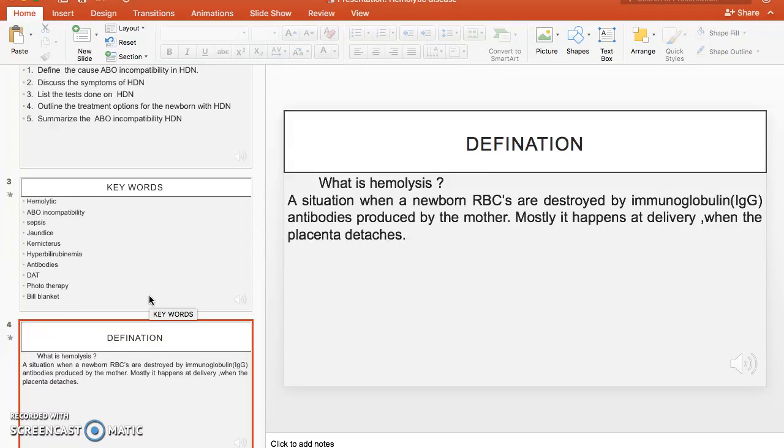So what is hemolysis? Hemolysis is a situation when a newborn's red blood cells are destroyed by IgG antibodies produced by the mother. Mostly it happens at delivery when the placenta detaches from the mother. If a teeny drop of blood goes from the mother to the baby and it is different, let's say the mother is O and the baby is A or B type, it might cause hemolysis.